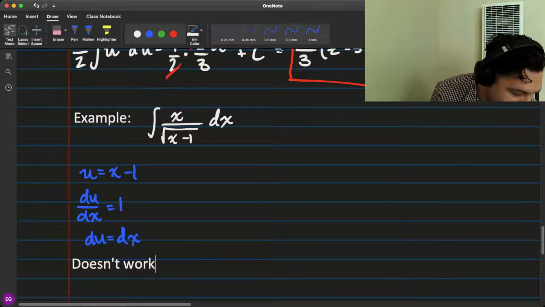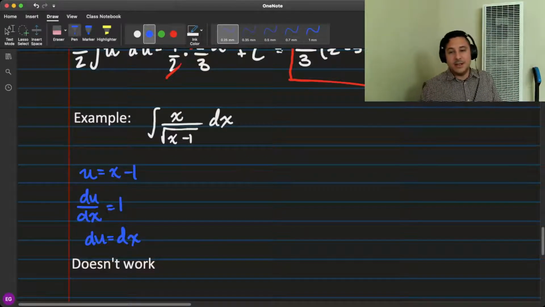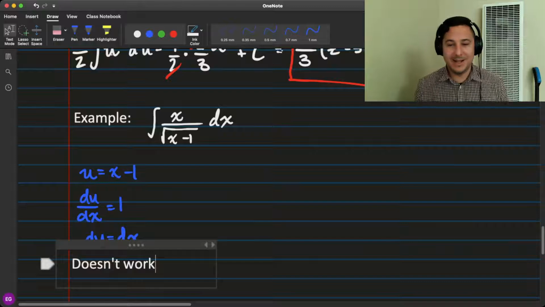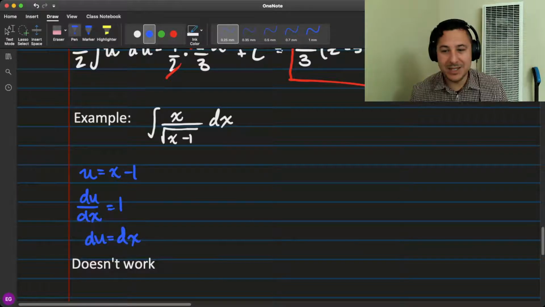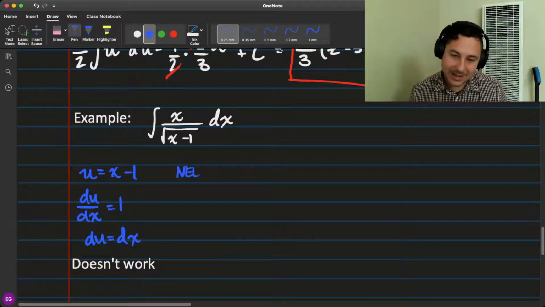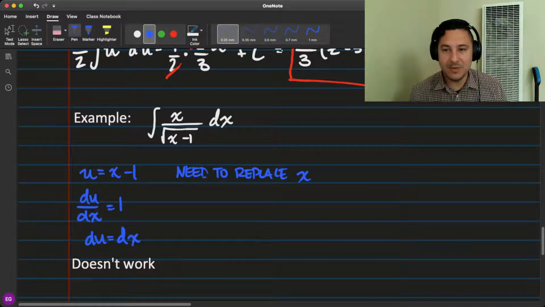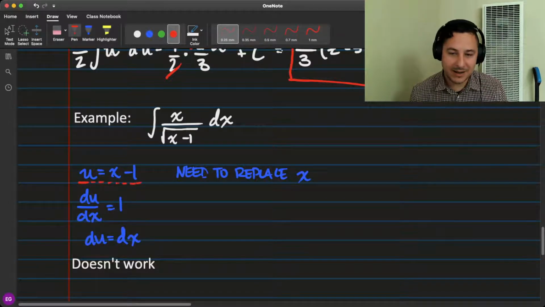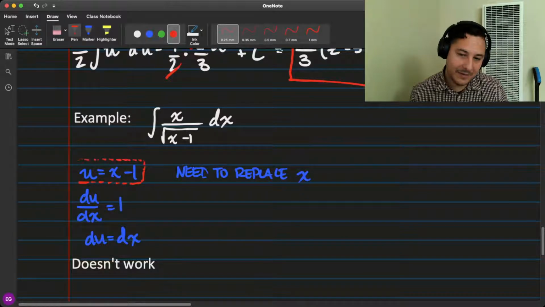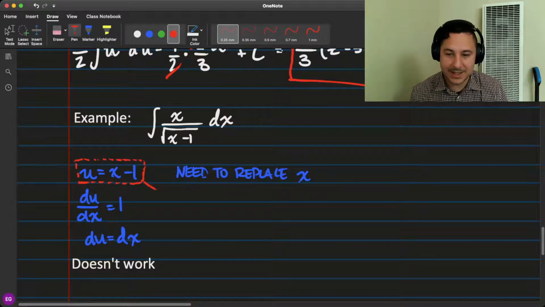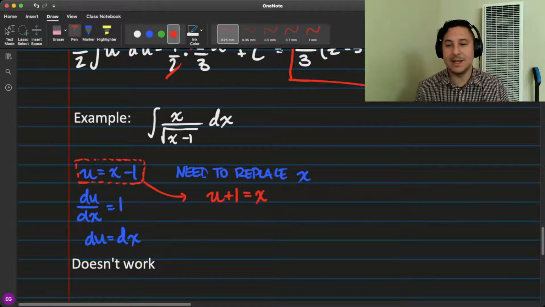Okay. And actually, you can. You just have to be a little creative about it. I need to replace x. Which means that I can actually take this equation right here and solve it for x. And that's what I could replace it with. So in other words, u plus 1 equals x.